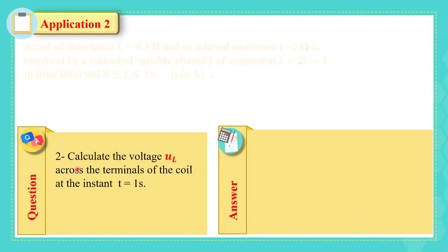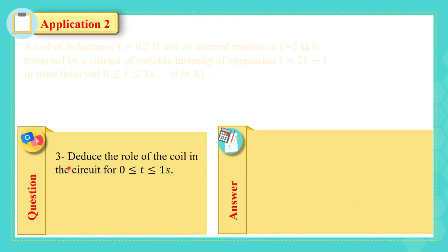Part 2. Calculate the voltage UL across the terminals of the coil at instant t equals 1 second. U coil, according to Ohm's law across a coil, equals Ri plus L dI over dt. We substitute the expression of I, which is equal to 2t minus 1, and we replace t with the value 1 second, so it will be equal to 2 multiplied by (2 times 1 second minus 1) plus 0.2, which is the value of L, multiplied by 2, which is equal to dI over dt. The answer will be 2.4 volts.